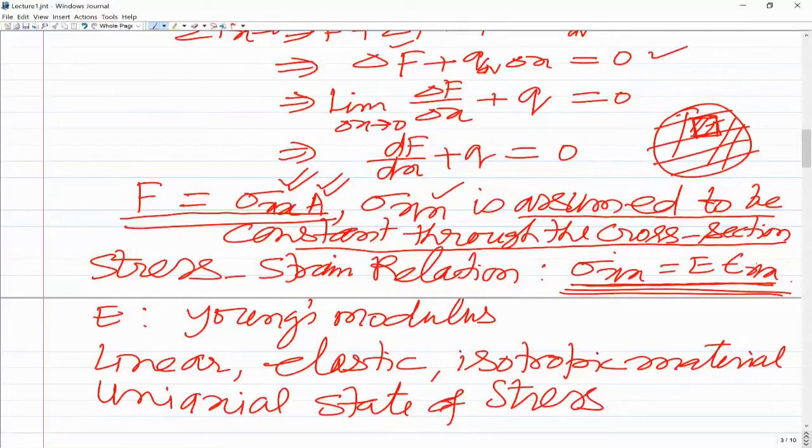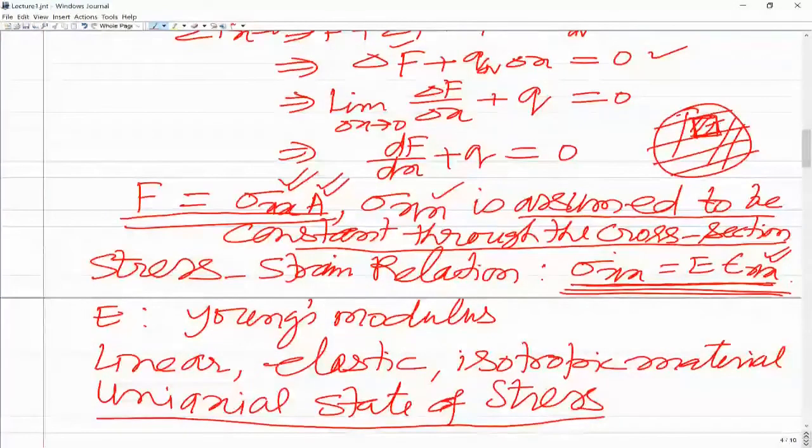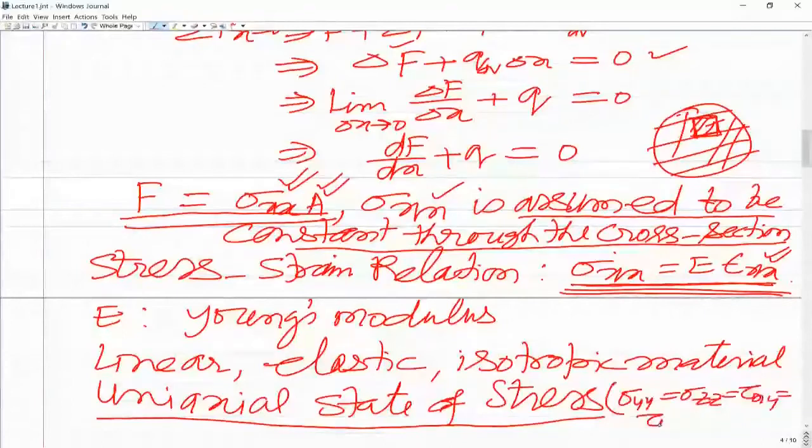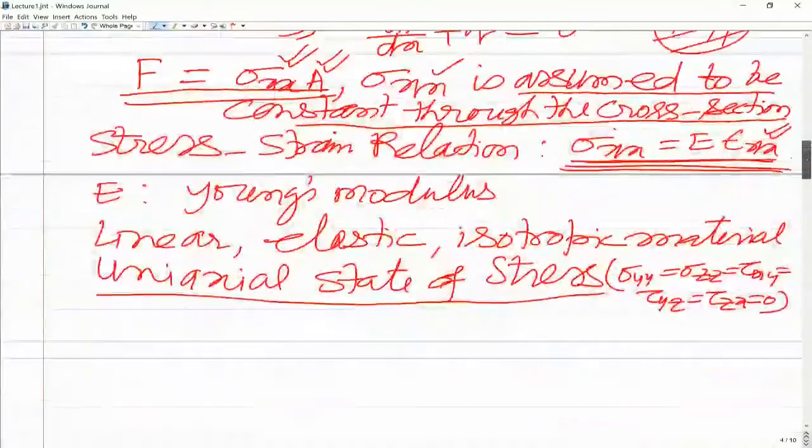And based on the linear elastic isotropic material, we are able to write sigma xx equal to E into epsilon xx. The material is linear elastic isotropic, and also the state of stress is uniaxial. That is, sigma yy, sigma zz, tau xy, tau yz, tau zx are all zero. So these are zero when I say uniaxial state of stress. Based on that, we are able to write this relationship.